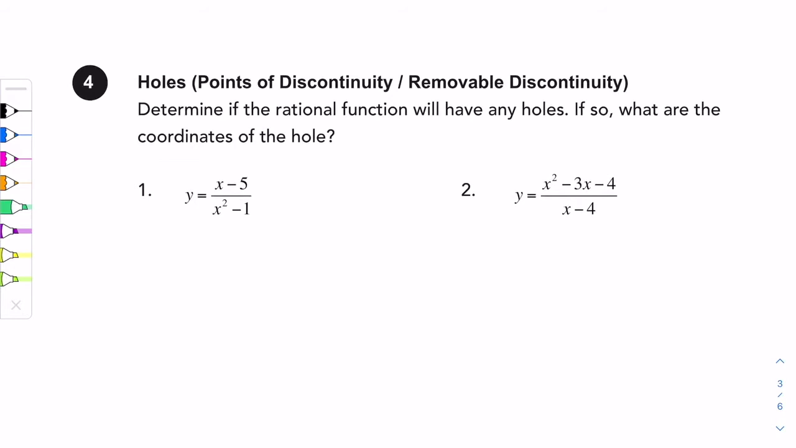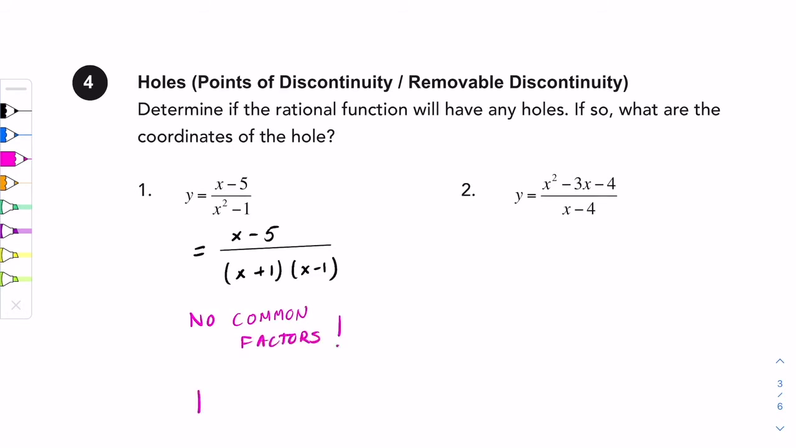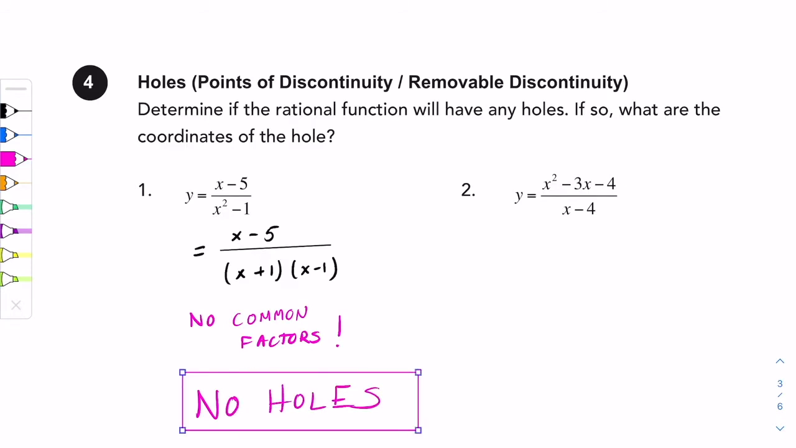Number 1, hopefully you can tell that number 1 is not going to have any common factors. If it doesn't have any common factors, then there are no holes. I'll quickly write this one out, but I do want to explain more on number 2. Number 1 factors to x minus 5 divided by x plus 1 times x minus 1, and there are no common factors. When there are no common factors, there are no holes. Which leads us to number 2.